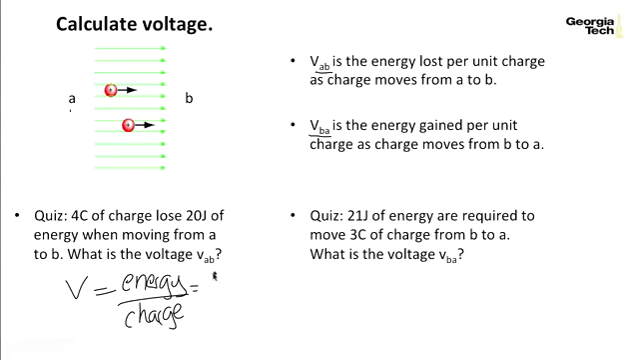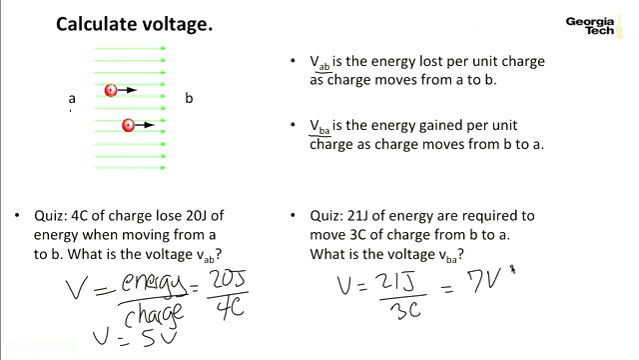So here we have 20 joules of energy and 4 coulombs of charge. So our voltage is 5 volts. In this case, we have 21 joules of energy and 3 coulombs of charge, or 7 volts. However, notice that the charge is moving in this case from B to A, which is against the electric field lines, so this voltage is negative. A negative voltage actually means that we gained energy. A positive voltage means that we have lost energy.